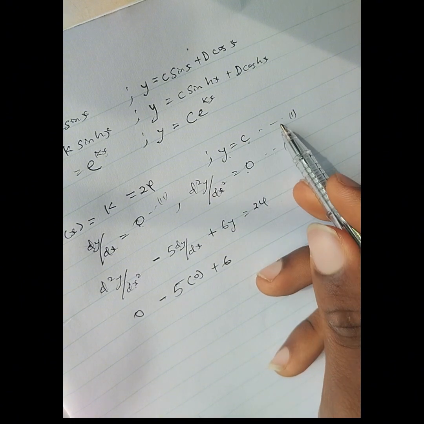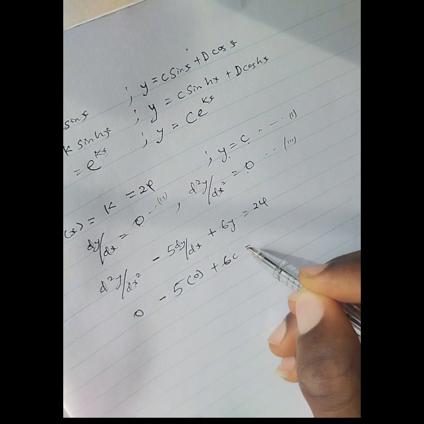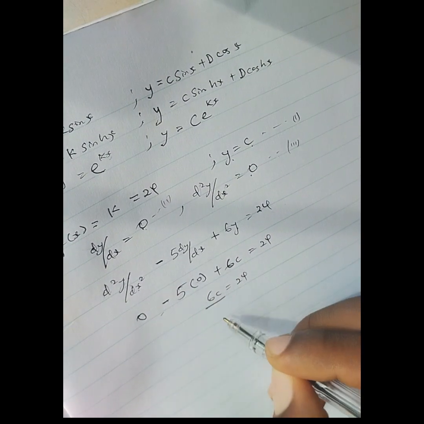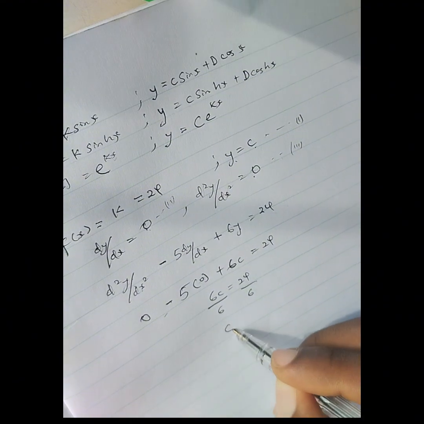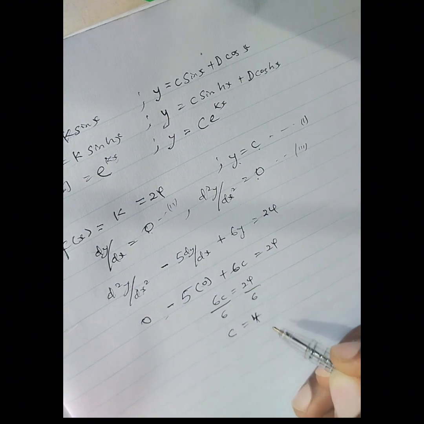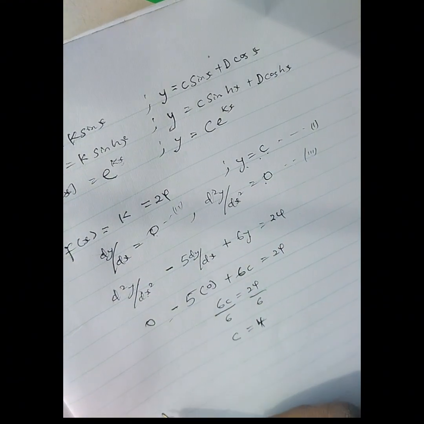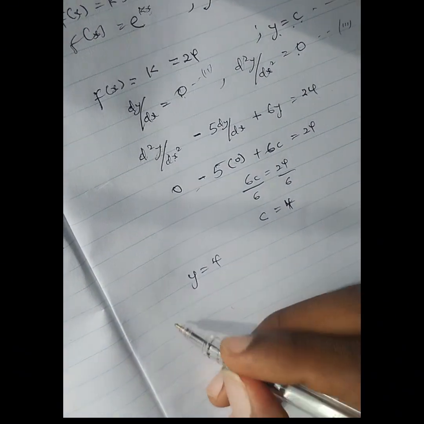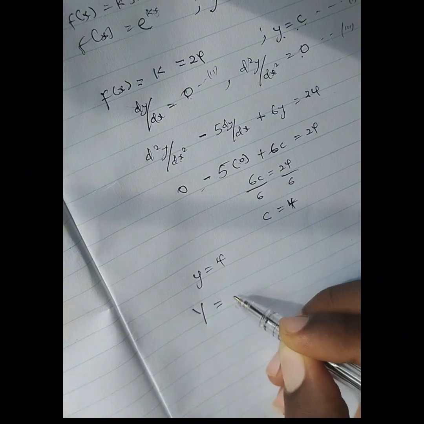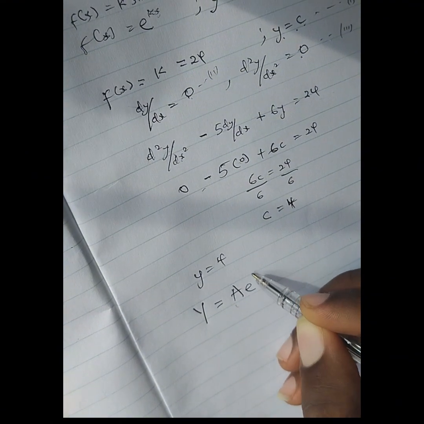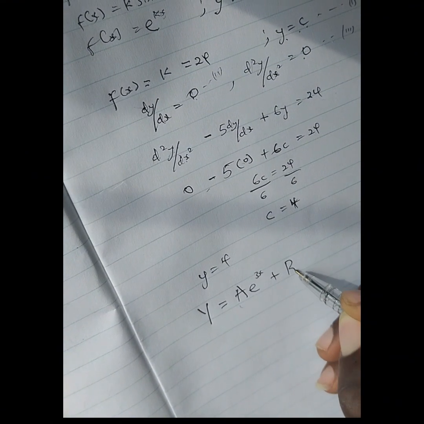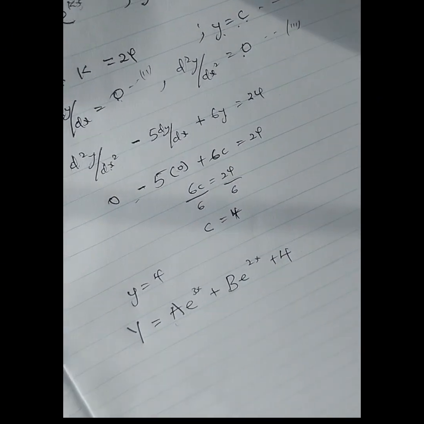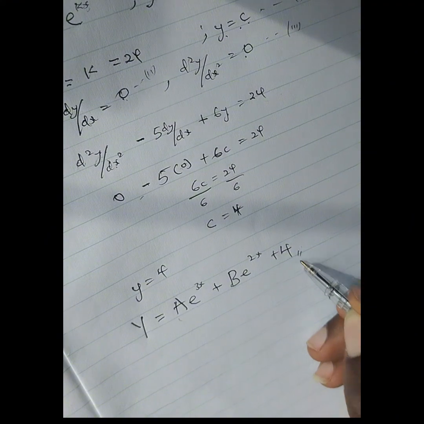Let's take it from equation 1. So 6c is equal to 24. So c is equal to 24 over 6, your c is equal to 4. Therefore, taking back from equation 1, your y is equal to 4. So now in your final solution, you have y is equal to a e to the 3x plus b e to the 2x plus 4. So this is your final answer for this particular question.